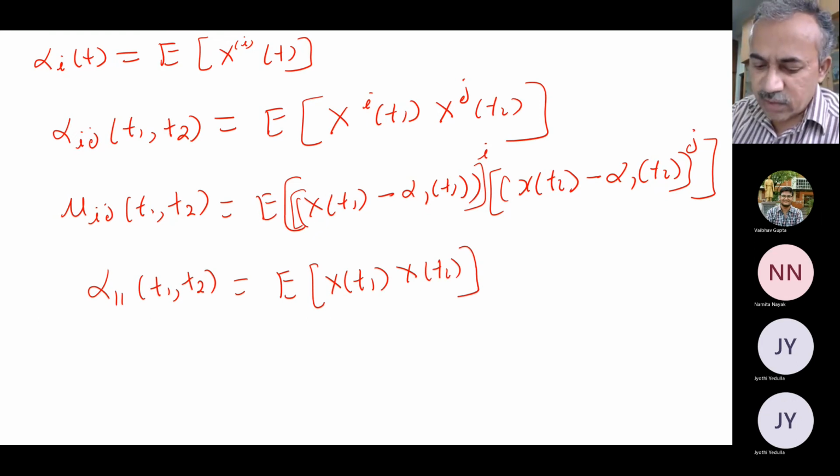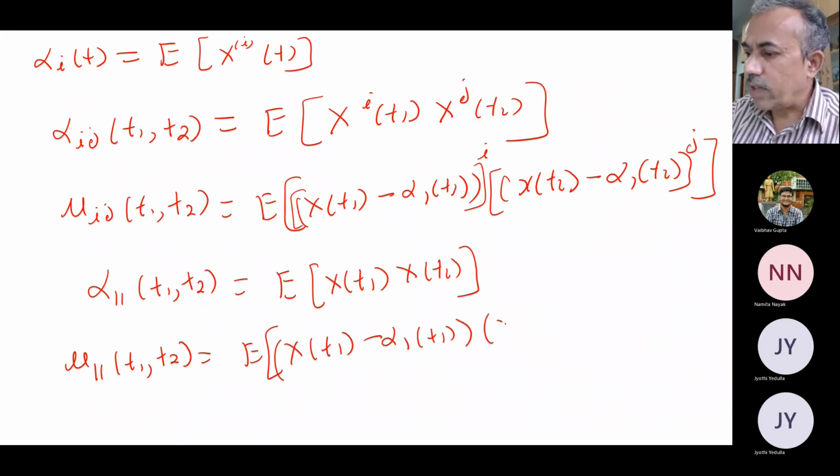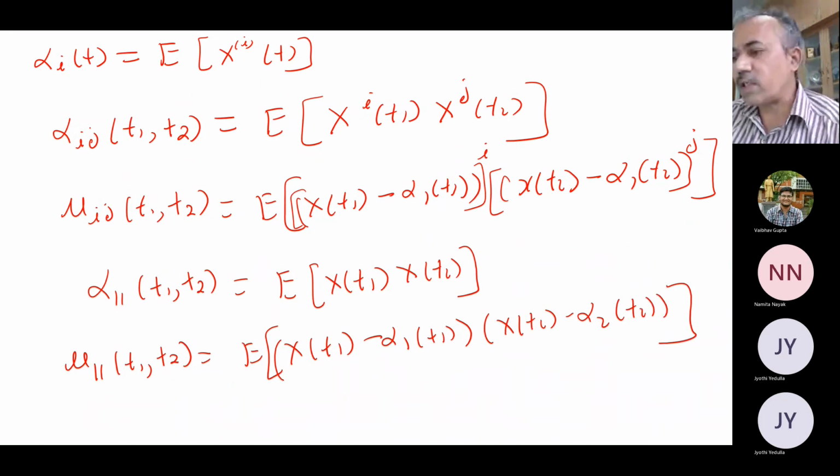Now what do we call this expression? So this is one expression. We can write even mu 1 1 t1 comma t2, the expected value of x of t1 minus alpha 1 of t1, and then x of t2 minus alpha 2 of t2. So these are our expressions actually.